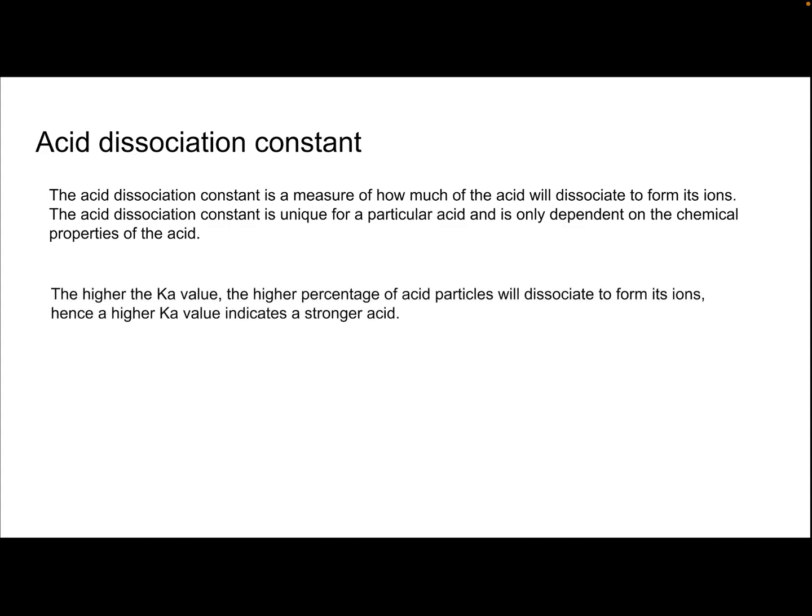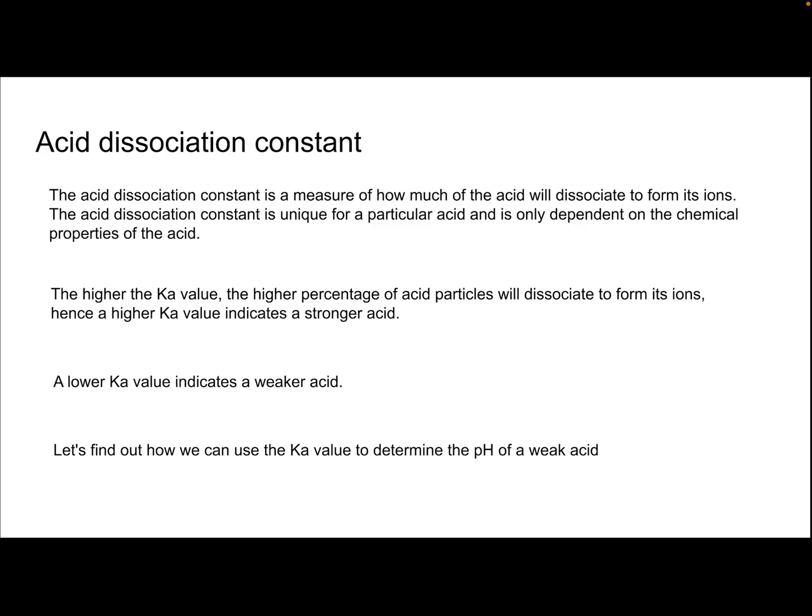The higher the Ka value, the higher the percentage of acid particles that will dissociate to form ions, hence a higher Ka value indicates a stronger acid. The strength of an acid depends on what proportion of the acid particles dissociate to form ions. With a higher Ka value, more of the acid particles will dissociate, so an acid with a higher Ka value is a stronger acid. Therefore, a lower Ka value indicates a weaker acid, because a lower proportion of the acid particles will dissociate to form ions. By using the Ka value, we can find the pH of a weak acid. Let's find out how we can do that in the next slide.